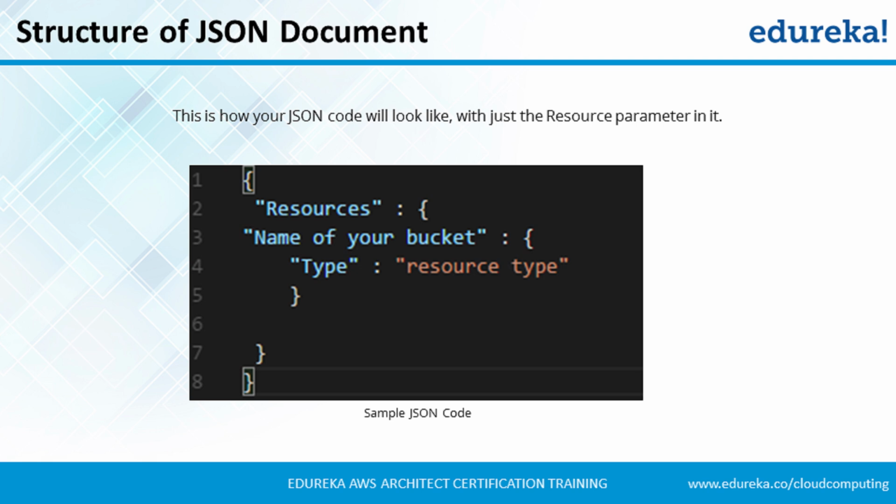In this example, a JSON document doesn't know what service you're talking about. So you'd specify the name of the bucket, and inside the braces you'll be specifying which service. Over here you'll be specifying the S3 service. Don't worry, I'll be showing you this JSON document in a moment, but before that you should understand how a JSON document is structured, and this is what we're doing right now.